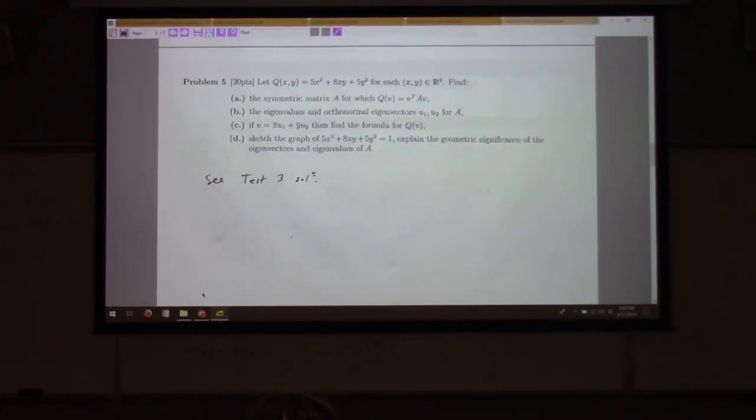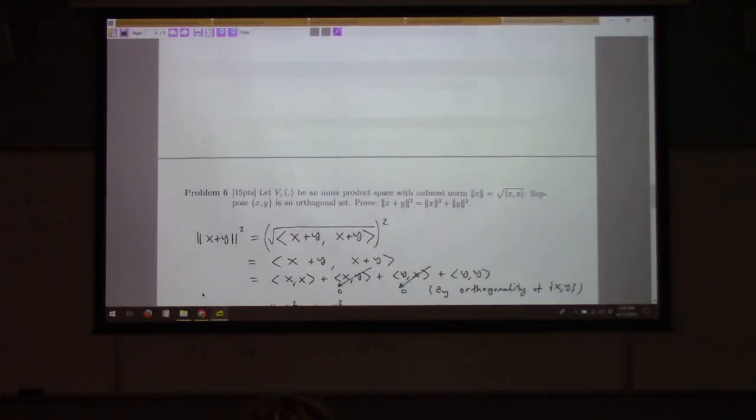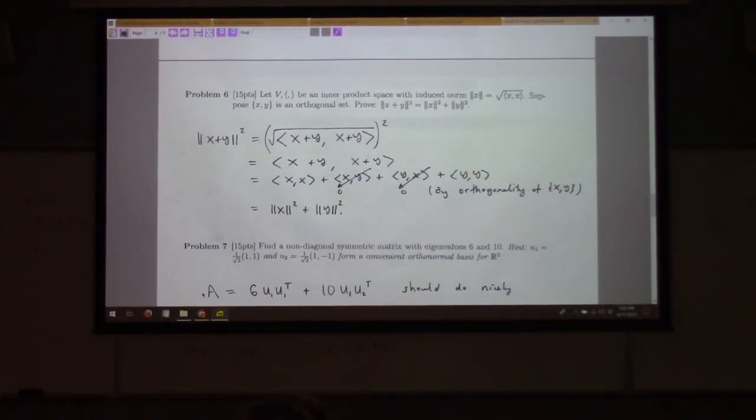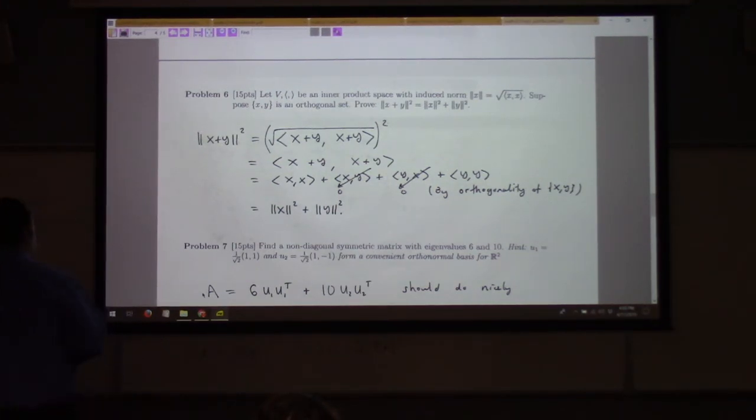See test 3 solution. I thought we were looking at test 3 solution. Maybe the other one that has writing on it. Yeah, that is. This is a nice little problem. Isn't this neat? This is saying that if you have an orthogonal set, then it satisfies the Pythagorean identity. That's really pretty.